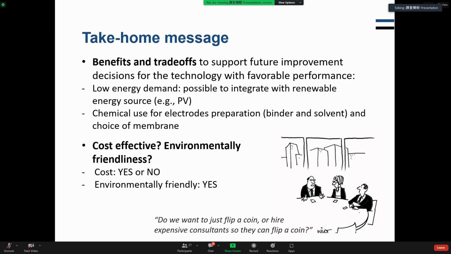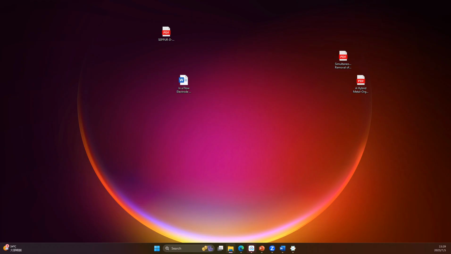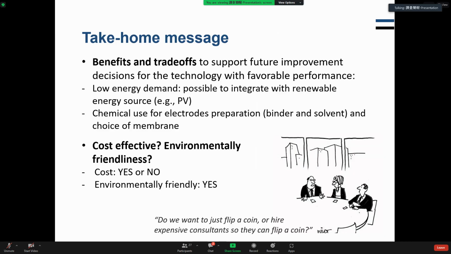And there's also a possibility to integrate it with renewable energy sources such as a PV system. I actually had a chance to look at one of the poster sessions that had really novel algorithms along with the PV system that can control how the energy is used for the control of the MCDI system.